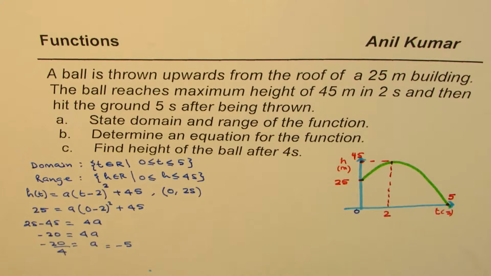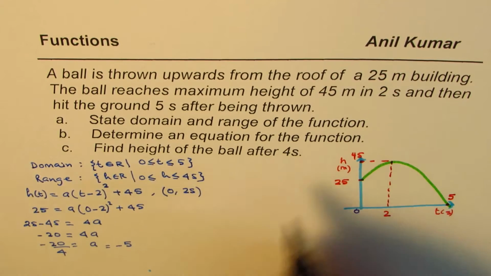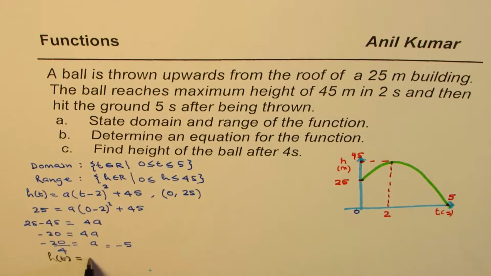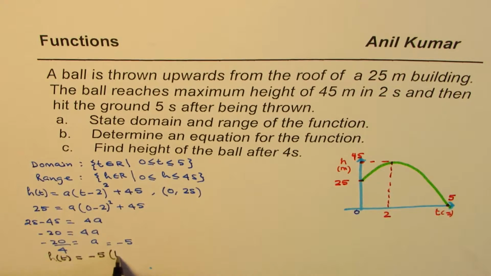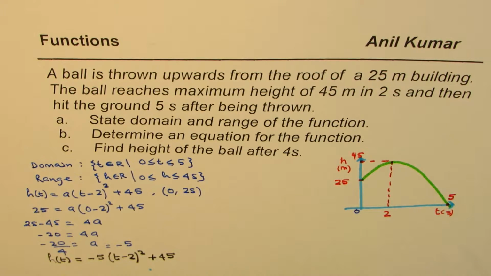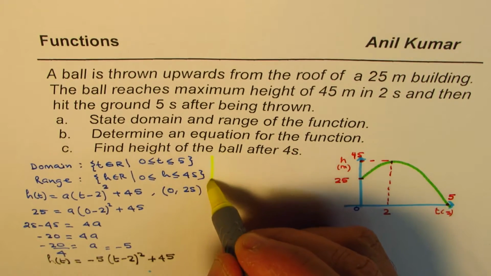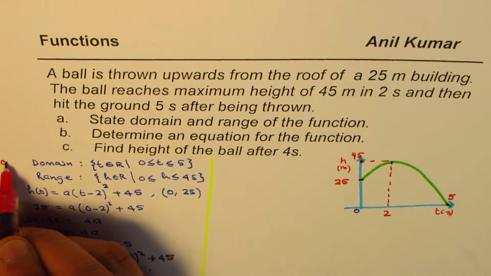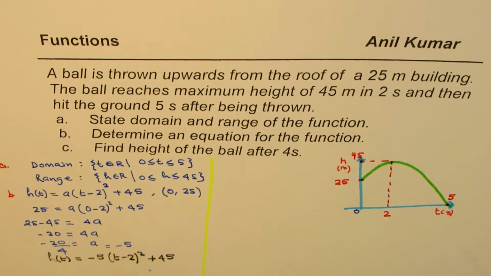So we can write down our equation, that is, this function height h of t can be written as minus 5 times (t minus 2) whole squared plus 45. Is it okay? So that is how we could write the function height as a function of time, right? So we've done part B. So that is the part B for us. Now let us see how to answer part C. So part A is domain and range. Part B is this equation which we have just got, right? So that is the equation.